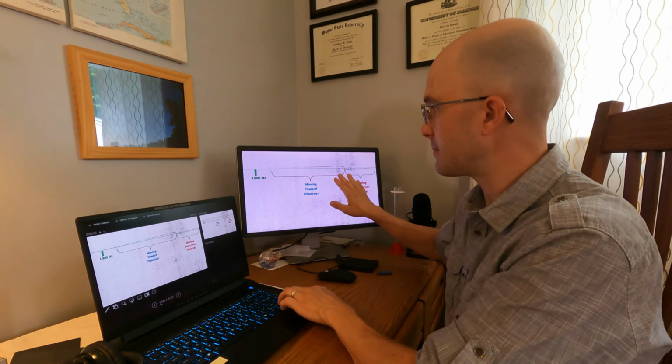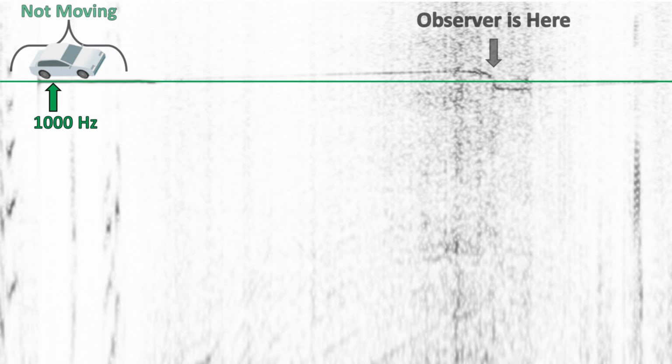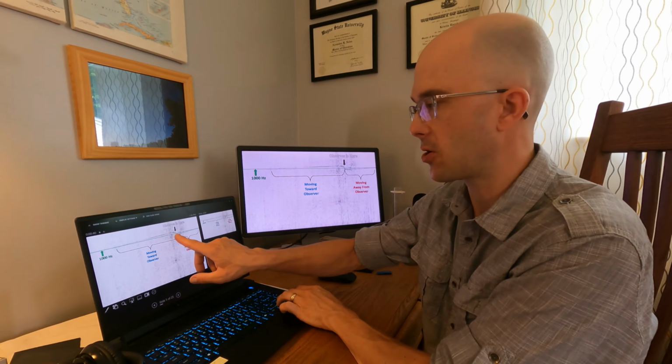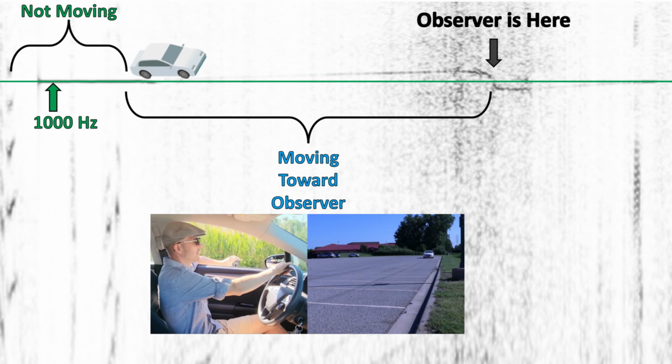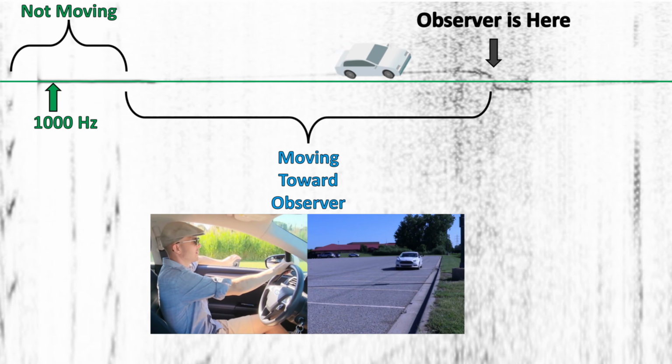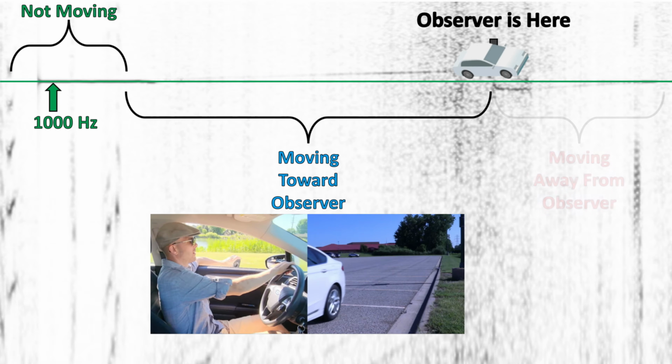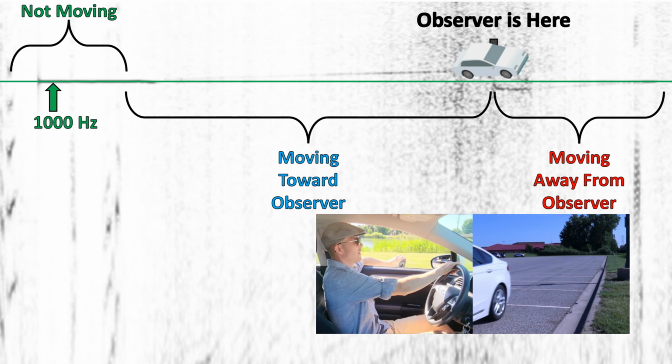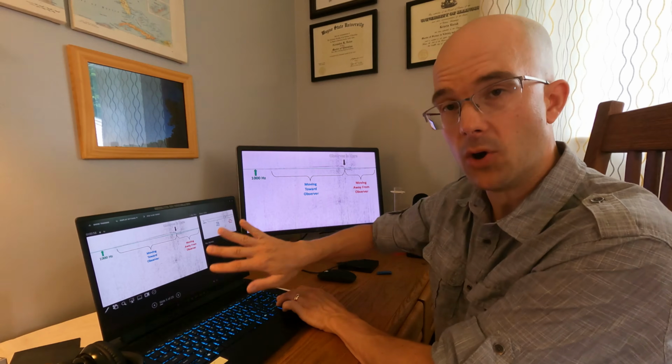At the beginning of the demonstration, the car wasn't moving yet. It was stationary. And the camera, our observer, is located right here. In this portion, I'm now driving the car with increasing velocity toward the observer. And then over here in this portion, I now pass the camera and I'm driving rapidly away from it.